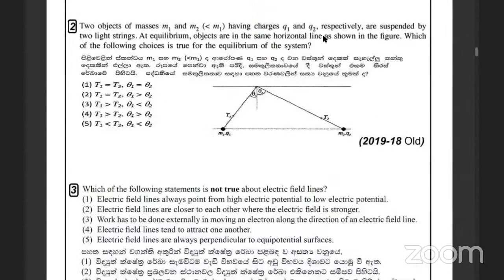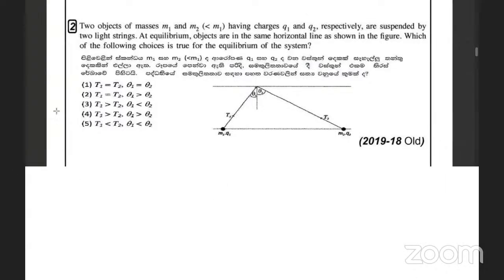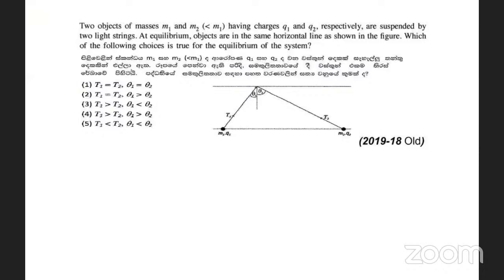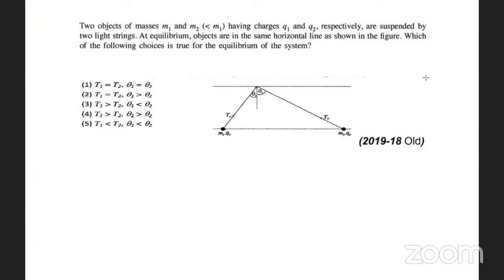Now we are moving on to 2019, but a question in the old syllabus. Let's quickly focus on this. Two objects of masses m1 and m2, where m1 is bigger than m2, having charges plus q1 and plus q2 respectively, are suspended by two light strings. At equilibrium, objects are in the same horizontal line as shown in the figure. Which of the following choices is true for the equilibrium of the system?